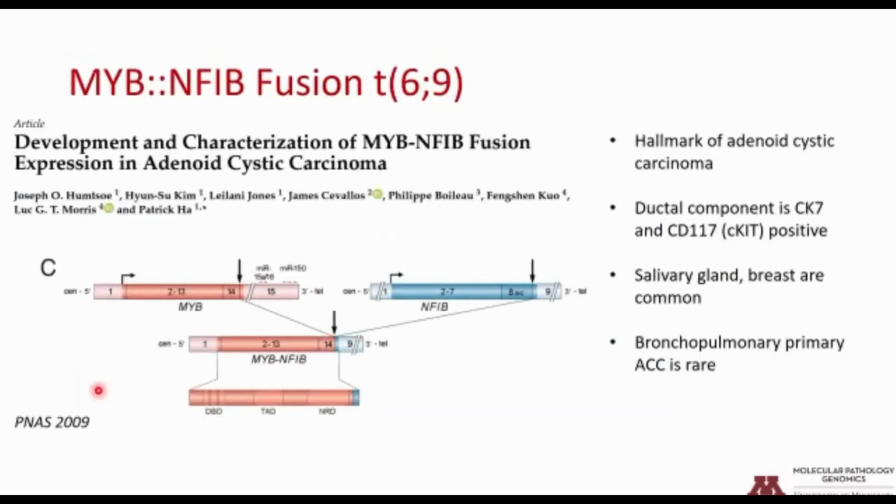Again, as this audience knows, the MIB-NFIB fusion is essentially a hallmark of adenoid cystic carcinoma, and most of you probably were guessing as I was making a big deal out of it with the CK7 and the c-KIT positivity, that again is another good immunoprofile for adenoid cystic carcinoma. While most of us in AP usually think about this as a salivary gland tumor or in the breast, bronchopulmonary primary adenoid cystic carcinoma does occur. It is rare, but it does occur.